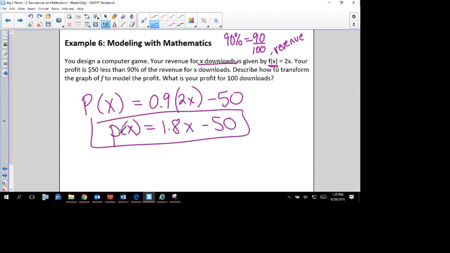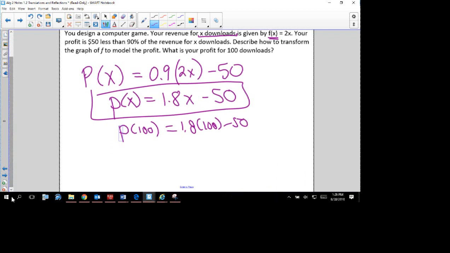And then it says, what is your profit for 100 downloads? So what up here represents the number of downloads? So that means we're going to plug in 100 for x. So we will have 180 minus 50 equals $130 profit.